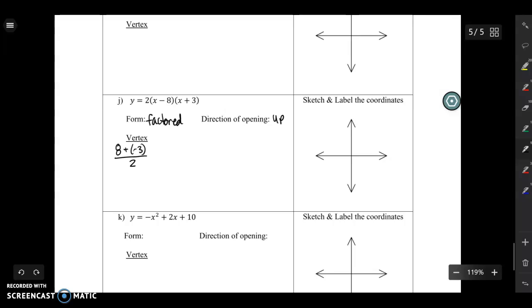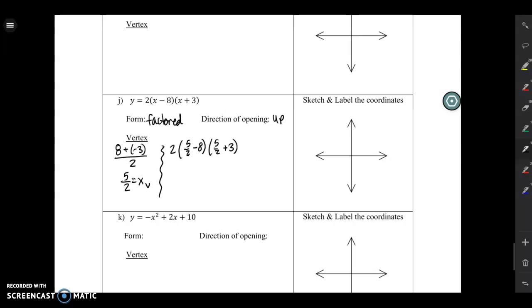I have to add those together and divide by 2. So 5 plus negative 3 is 5 over 2. So that is the x value of my vertex. Then to find my y value, I would plug that in here. I'm going to simplify this really fast, but go ahead and press pause if you need to work it out. So this comes out to be negative 60.5. It's a pretty big number, and that is the y value of my vertex.